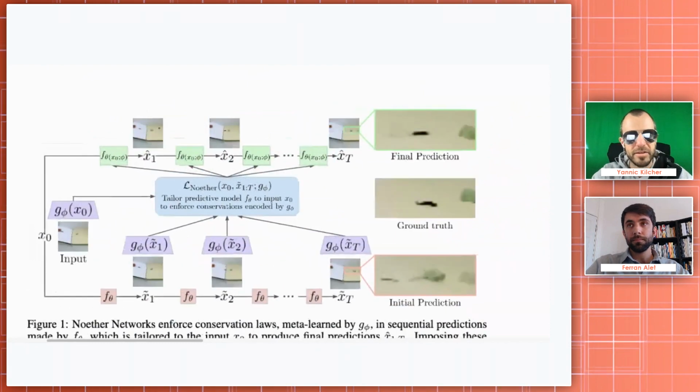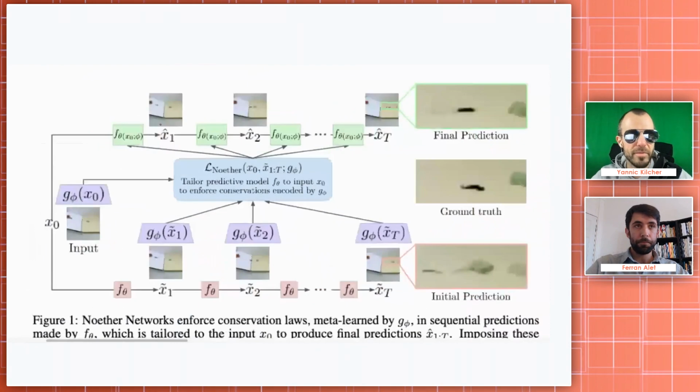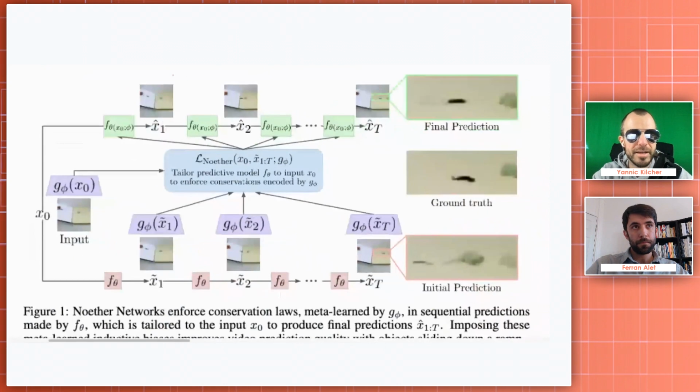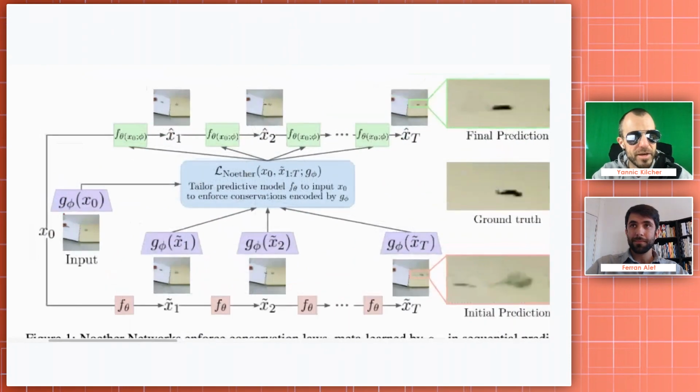Yeah, and so here you have this main diagram. I think that would be considered the main diagram describing your method. And this is on a video prediction task, and it's about sliding something down an incline. Could you maybe describe what the task here is?